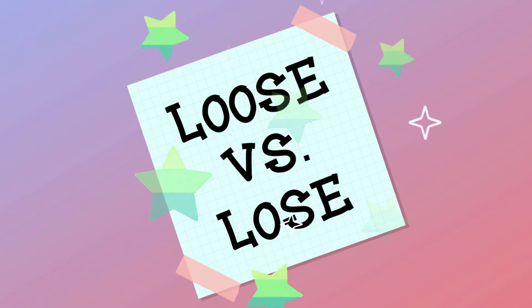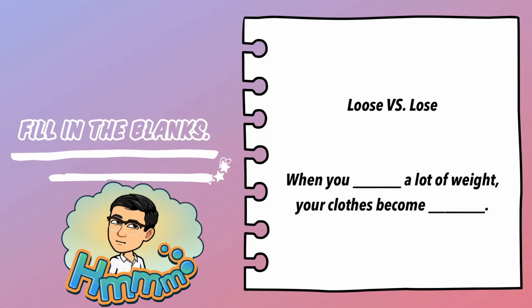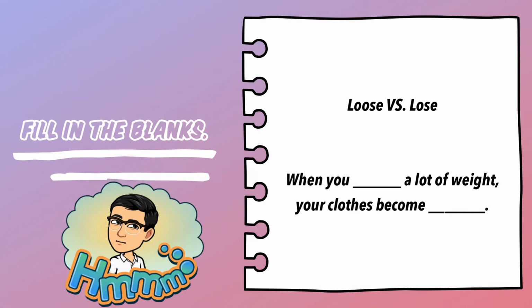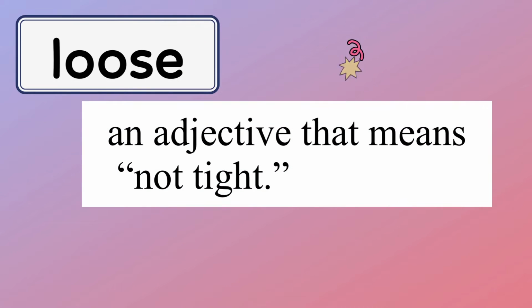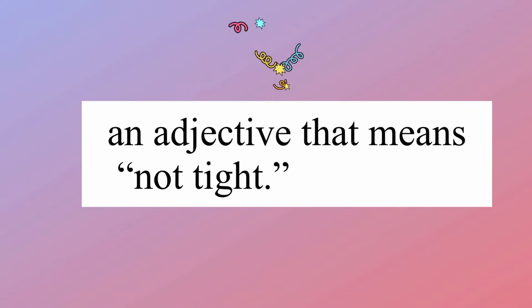Very good. Lose versus loose. Fill in the blanks. Loose with two O's is an adjective that means not tight, maluwag. Example sentence, one of the screws is loose. And we pronounce it as loose. Can you say it? Let me hear ya.